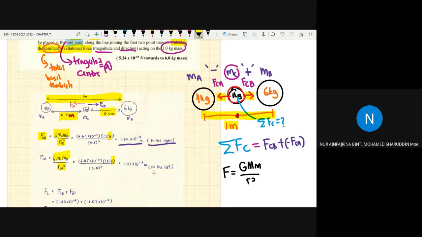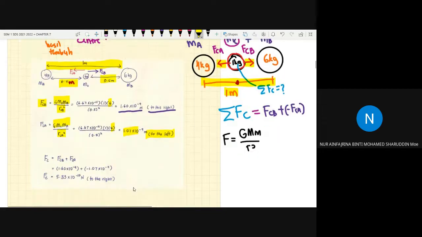Awak tekan calculator, you will get one value. And kalau dia positif, dia to the right. Kalau dia negatif, dia to the left. Jadi sekarang awak nak tambah dia. Okay, awak nak tambah dia.